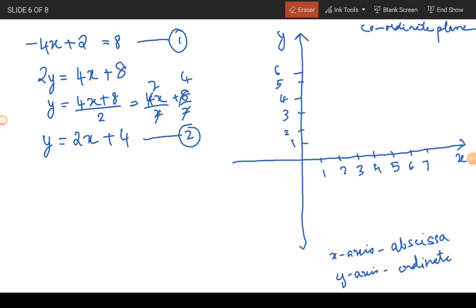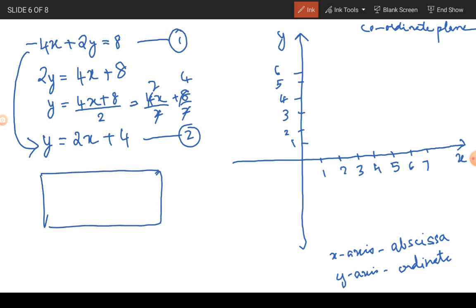Minus 4x plus 2y equals 8. To plot it, first I have converted it into the general form y equals ax plus b. So I got it in the form y equals 2x plus 4. Now I need to find the address or the location of 2 points.